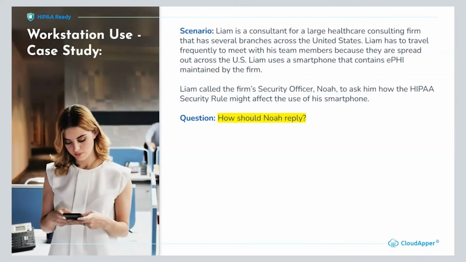Let's do a case study on workstation use. Liam is a consultant for a large healthcare consulting firm that has several branches across the United States. Liam has to travel frequently to meet with his team members because they are spread out across the US. Liam uses a smartphone that contains EPHI maintained by the firm. Liam called the firm's security officer Noah to ask him how the HIPAA security rule might affect his use of his smartphone. How should Noah reply?